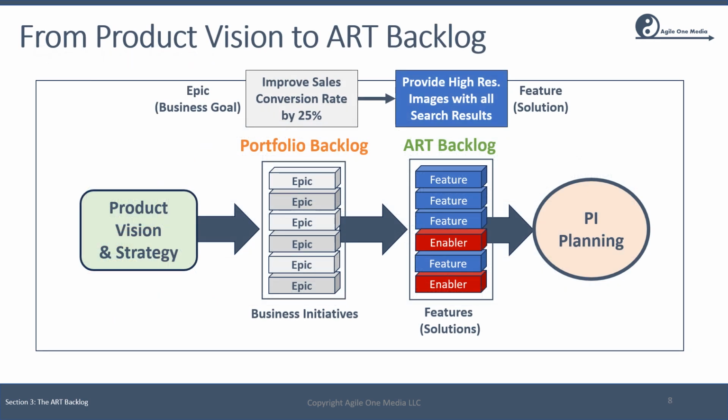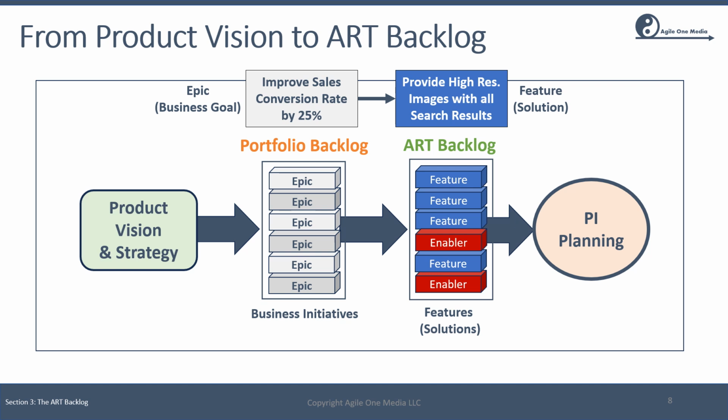Now let's pull all of these concepts together, showing how product vision, portfolio epics, and features are connected. Everything starts with the product vision and a strategy to achieve it. Strategy is realized through a set of initiatives captured as epics in the portfolio backlog. And from there, each epic is elaborated into one or more product features and/or technology enabler items. These items make up the ART backlog.